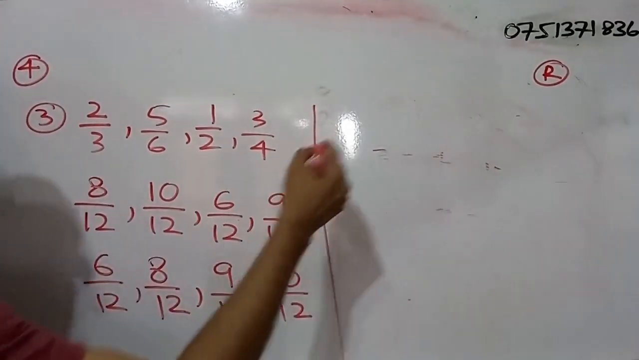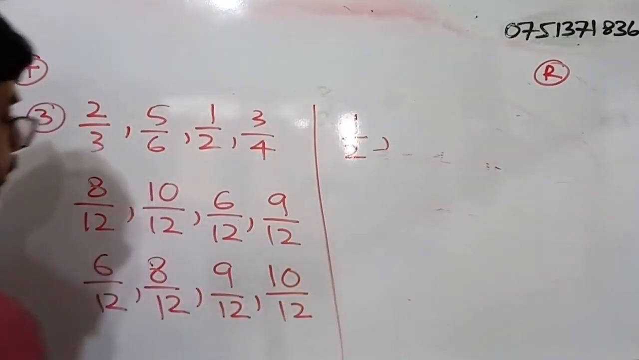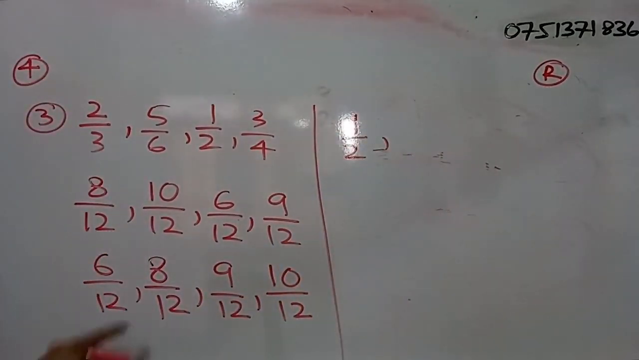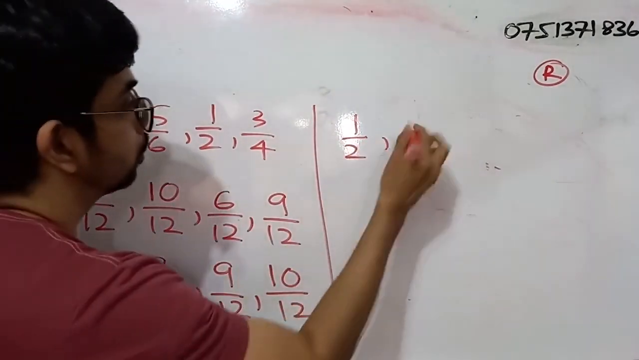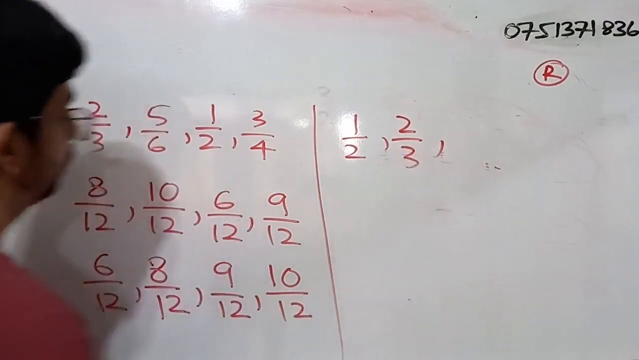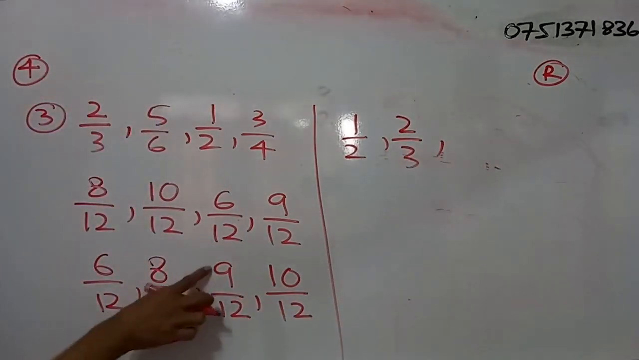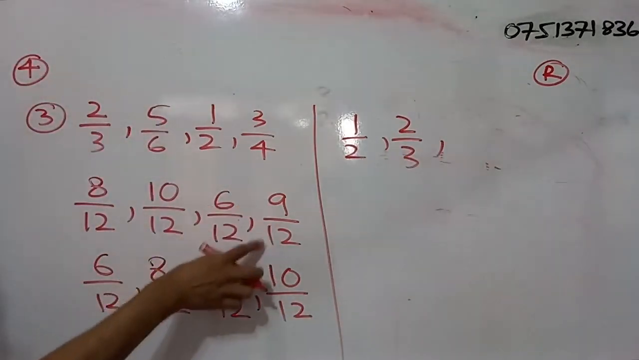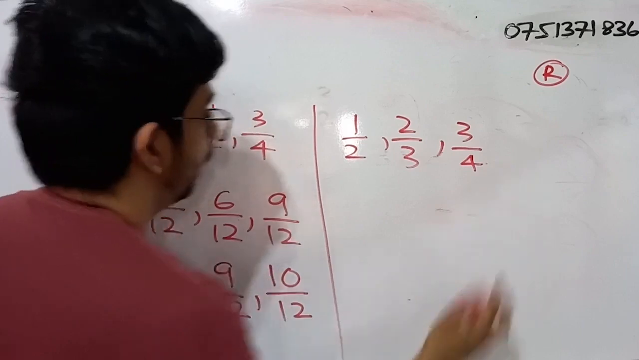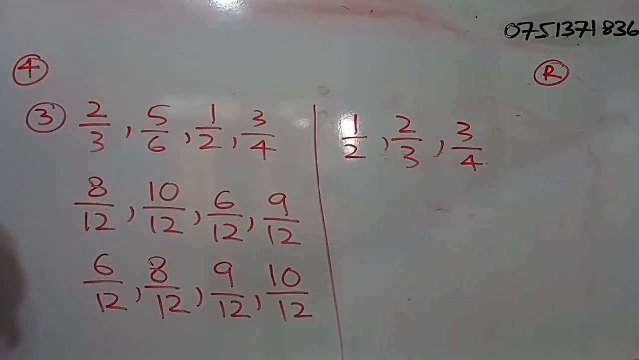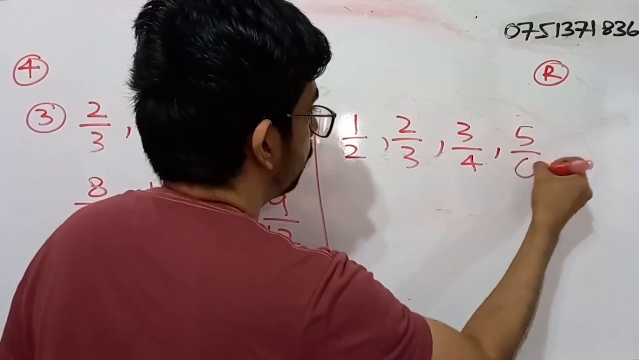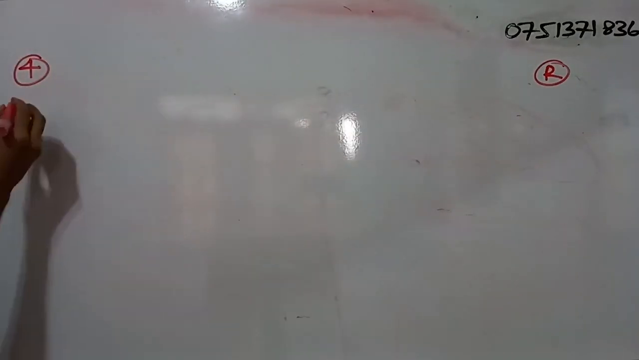So 6 by 12 means what? 1 by 2. Okay. Then 8 by 12 means what? 8 by 12 means 2 by 3. Right? Then 9 by 12 means what? 9 by 12, that means 3 by 4. Right? Then finally 10 by 12, so that is 5 by 6. So that will be the answer.